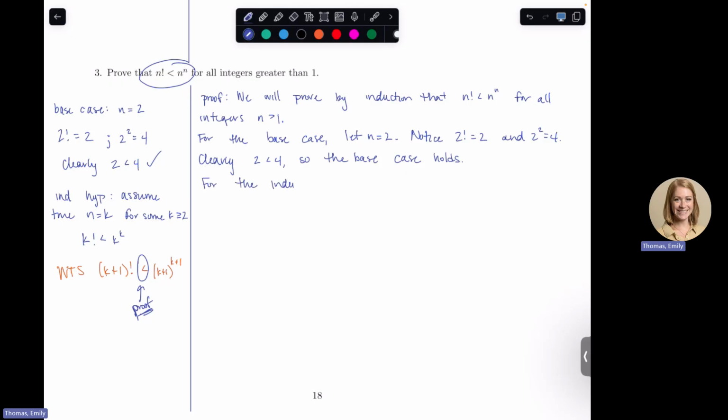For the inductive hypothesis, assume for some integer k greater than or equal to 2 that k factorial is less than k to the k.